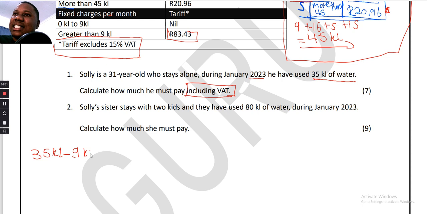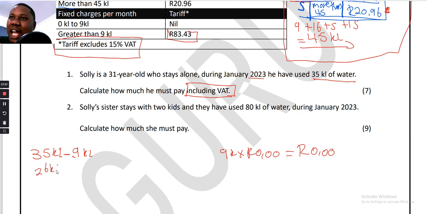These 9 kiloliters, they are going to charge 0.00, meaning that this 9 kiloliters is free. So for the first 9 kiloliters that he used in January, it is going to be free. Okay, then we check. Now we are left with how many kiloliters to charge? It's 35 minus 9. So we are left with 26 kiloliters to charge.